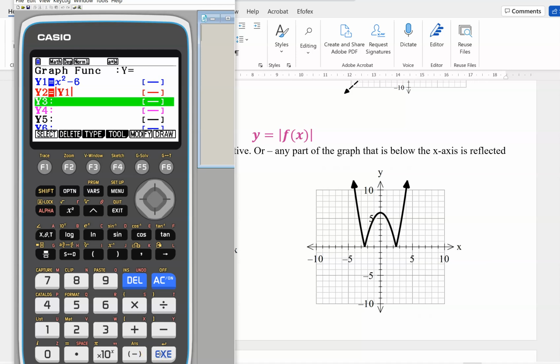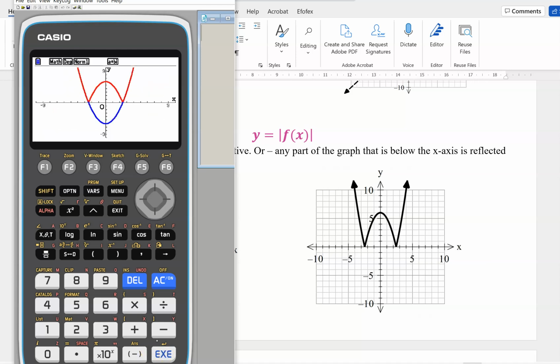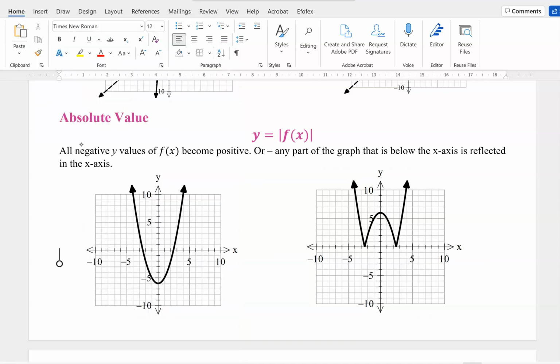We did a fair few of these on the board, but if you think about what that's asking you, it's turning any negative value into a positive, because it can't be negative. That's right. So it makes sense that all the positive values stay as they are, but any of the negative is reflected in the x-axis. It's just reflected up. So that's one of the things that we note down, and we know that that's a property.